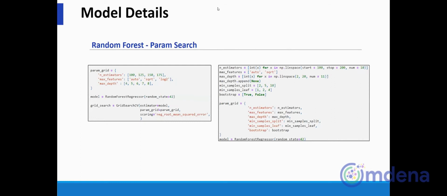So the second one, I tried something else again, and I used the NumPy linspace. For the first one, the N estimators, the amount of trees basically, I started at 100 and it stopped at 200, and the number was 10, so it did it in sort of grades of 10. And I also did that for the max depth as well, between 2 and 20.